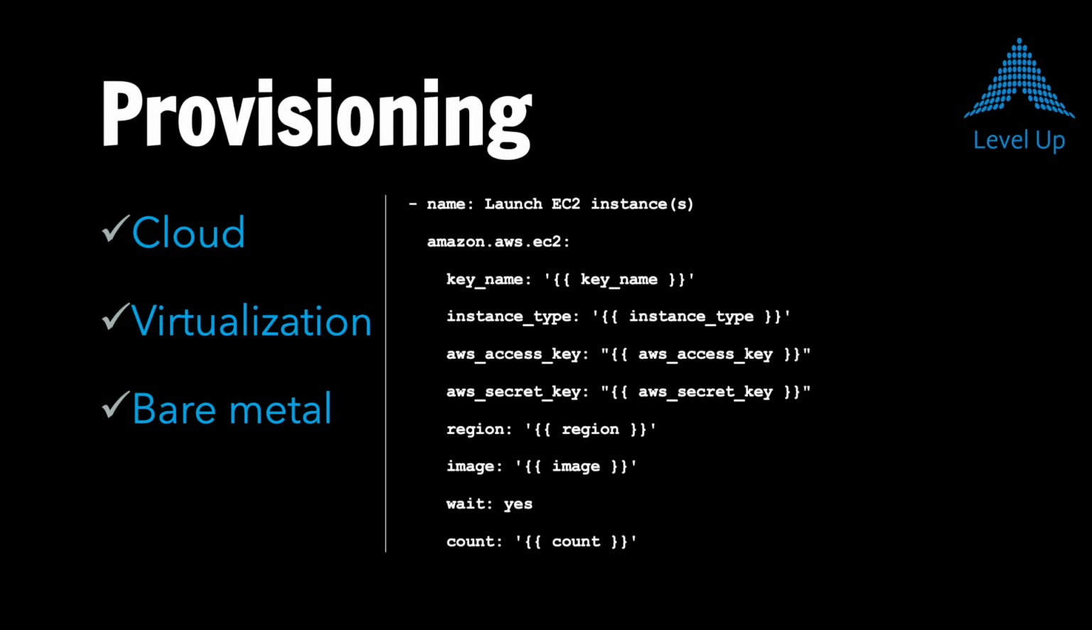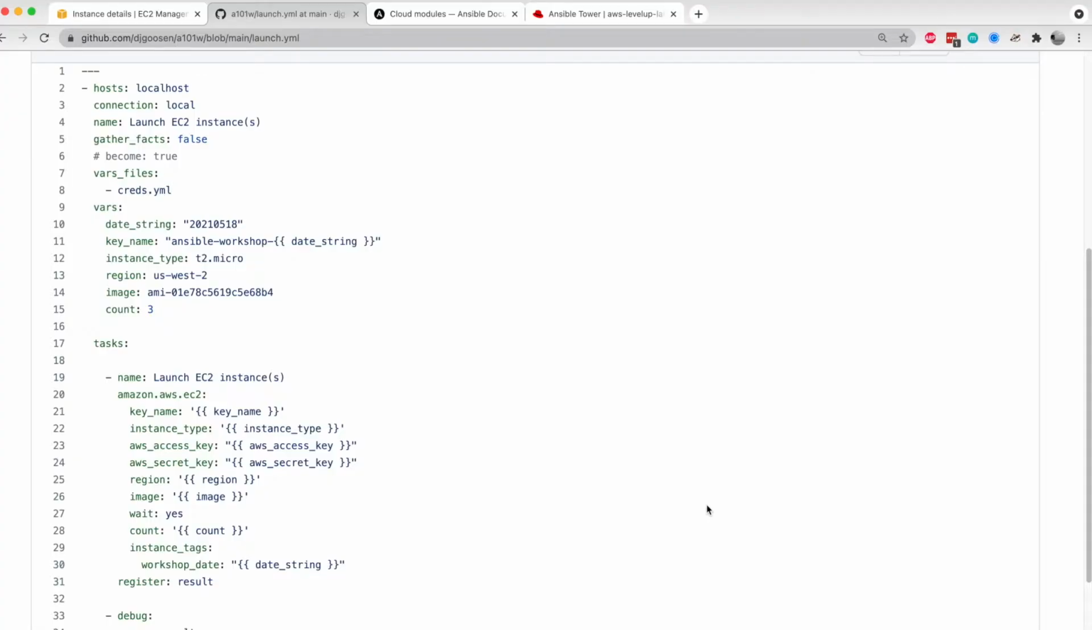This example code, we have a more fully fleshed out version of it here in our repo that we can talk about. We're able to launch any number of EC2 instances with basic parameters that you would expect, including things like the AMI that we're working with, the access keys, and so forth. We can do tagging, we can do a variety of things.